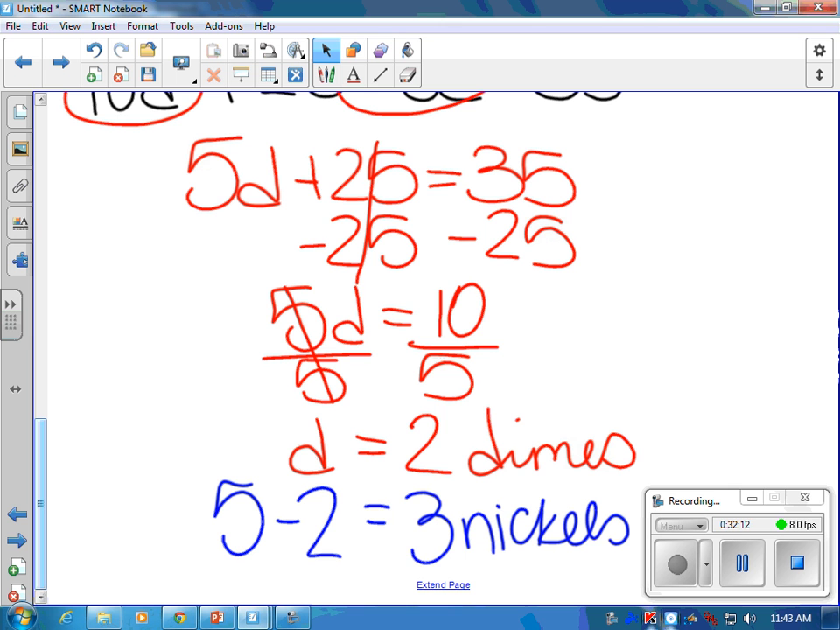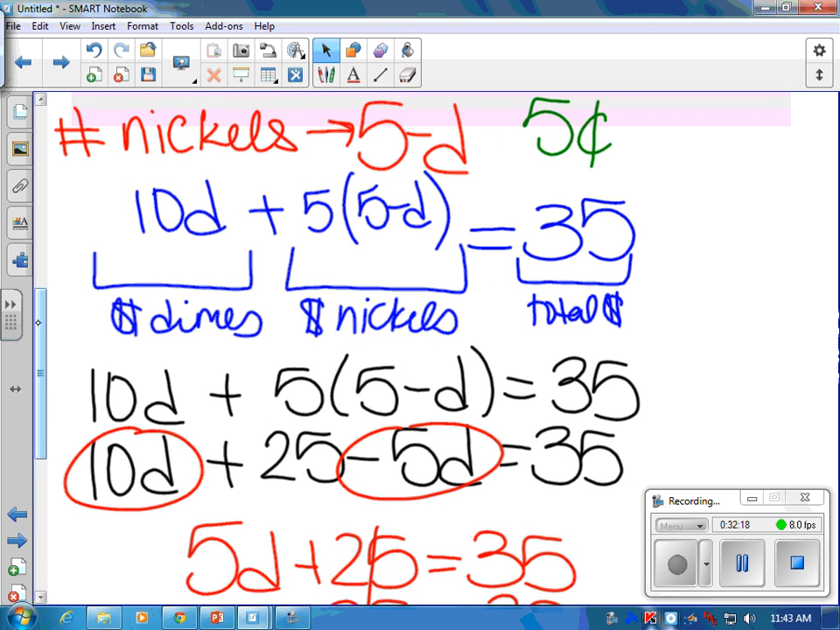Do we have questions about this problem? About how we set up the equation or how we solve the equation? Great.